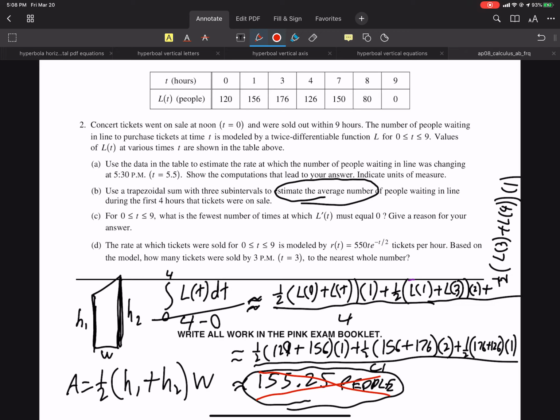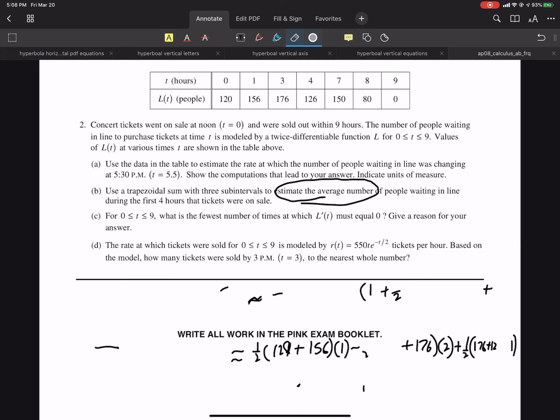Bam, 2 down, 2 to go. We are on fire. The next one, we have to get really nerdy on you.